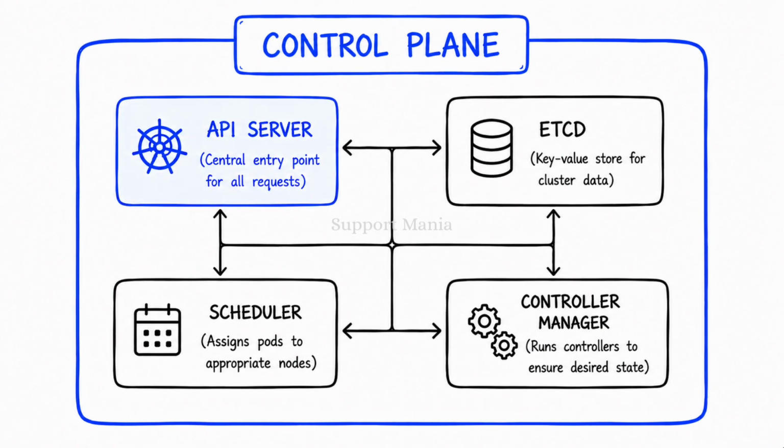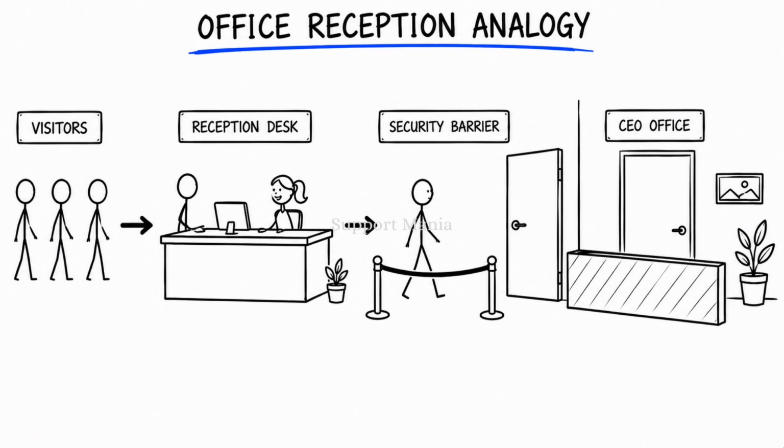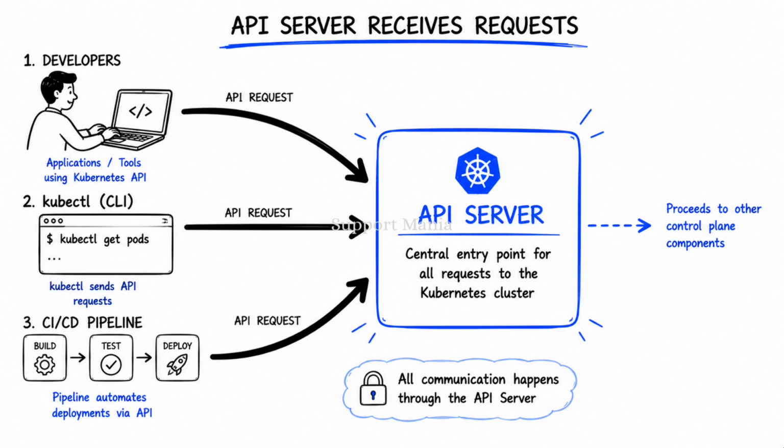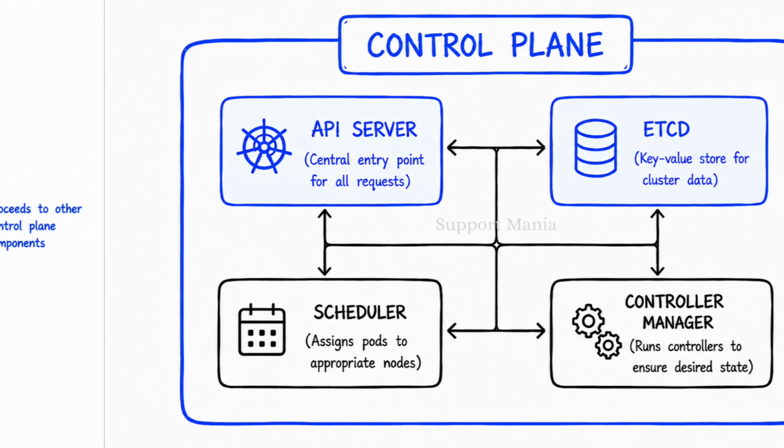Let's understand API server first. Every request enters here. Think of it as the reception desk. Nobody walks directly into the CEO's office. Every visitor checks in at reception. Similarly, kubectl, CI/CD pipelines, developers, everything talks to the API server. It validates requests, authenticates users, stores changes.